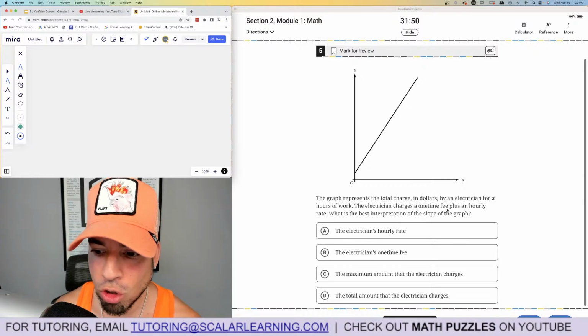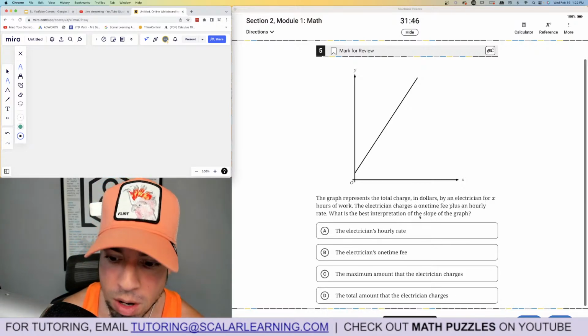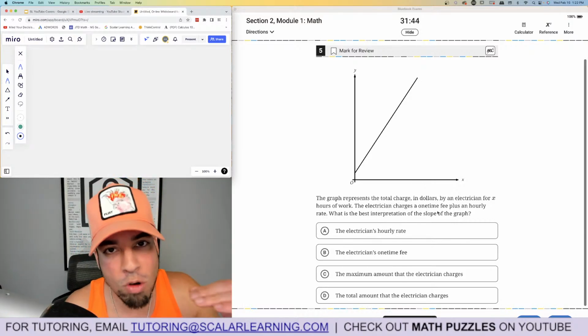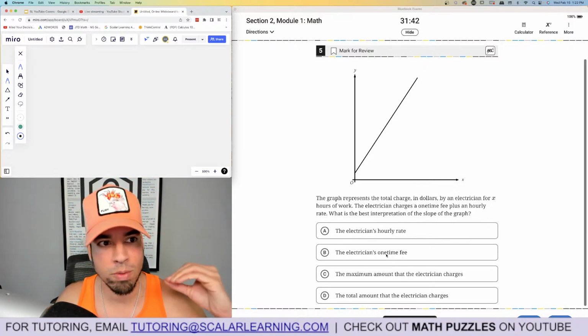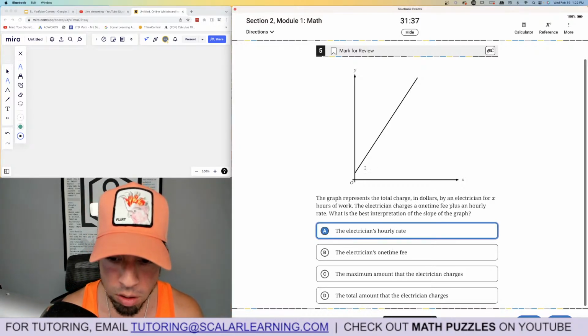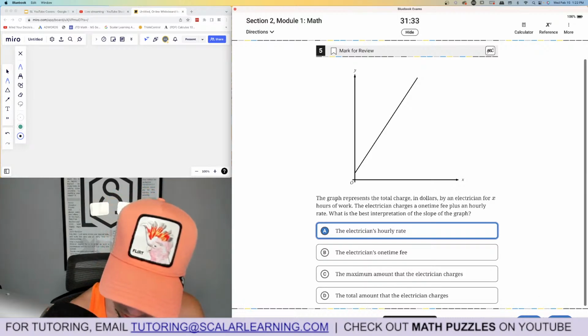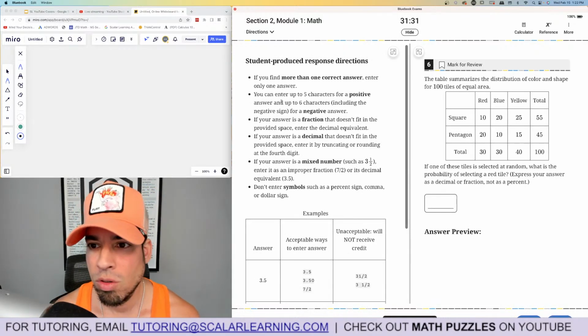The graph represents the total charge in dollars by an electrician for x hours of work. The electrician charges a one-time fee plus an hourly rate. What's the best interpretation of the slope? The slope is going to be your rate of change in general, right? So that is the hourly rate. The y-intercept is the one-time fee. So that's what that is. I don't know, these two make no sense. All right, next. Student produced responses.